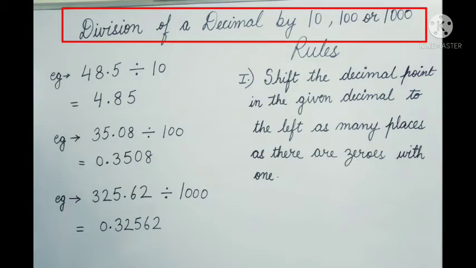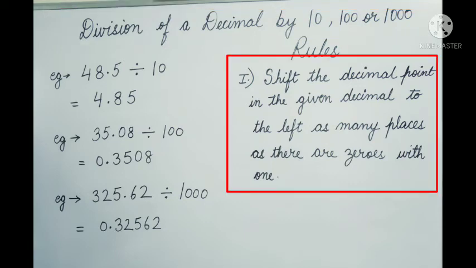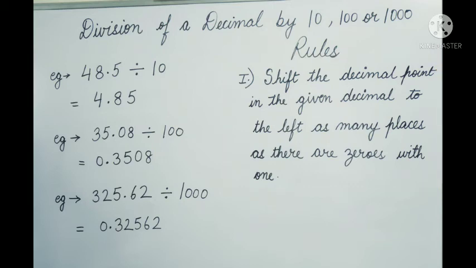Now if a decimal is divided by 10, 100 or 1000, then again there are certain rules. We will shift the decimal point in the given decimal to the left as many places as there are zeros with 1. For example, we have to divide 48.5 by 10 and we know that 10 has 1 zero. So we will shift the decimal point one place left and therefore the answer comes out to be 4.85.